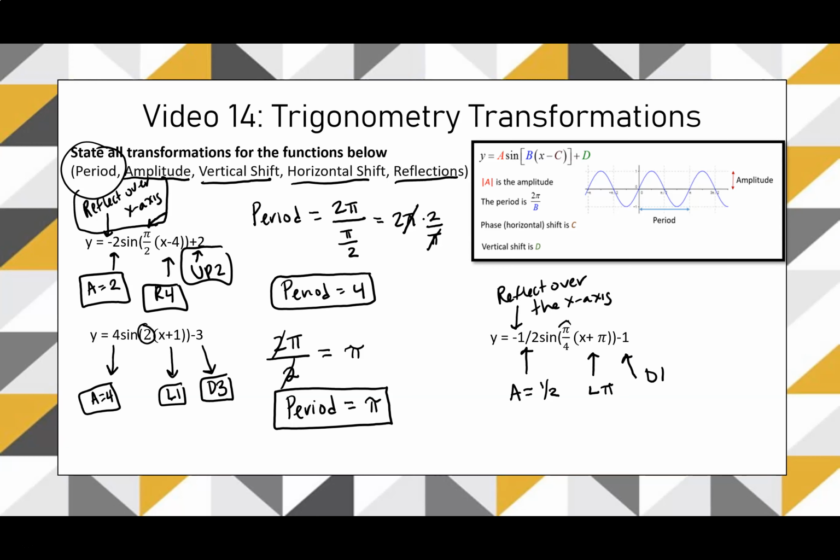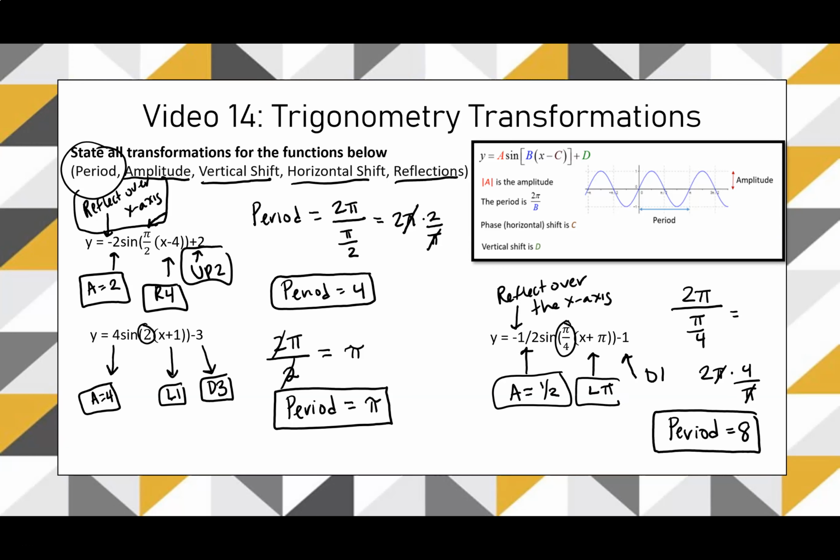Now let's deal with our b, so that our period is always 2 pi divided by pi over 4. That's going to be equal to 2 pi times 4 over pi. Our pi's cancel, and I'm left with 8. 2 times 4 is 8, so my period is equal to 8. So I've got my amplitude, I've got my left pi, I've got my down 1, I've got my reflection over the x-axis. Looks like I've covered everything.